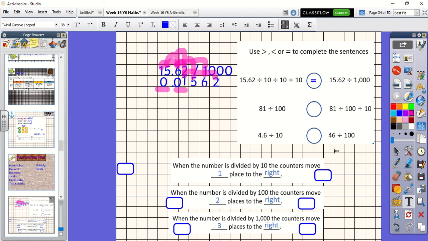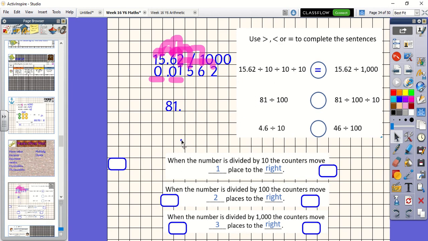81 divided by 100. So 81 divided by 100. So if you haven't got any decimal numbers, please don't worry, because at the end of every ones column, there is a decimal point. Even though you can't see it, it's there, okay? And we're dividing by 100, so we're moving 2 places to the right. So my decimal point still stays the same. Just move that up. There we go.